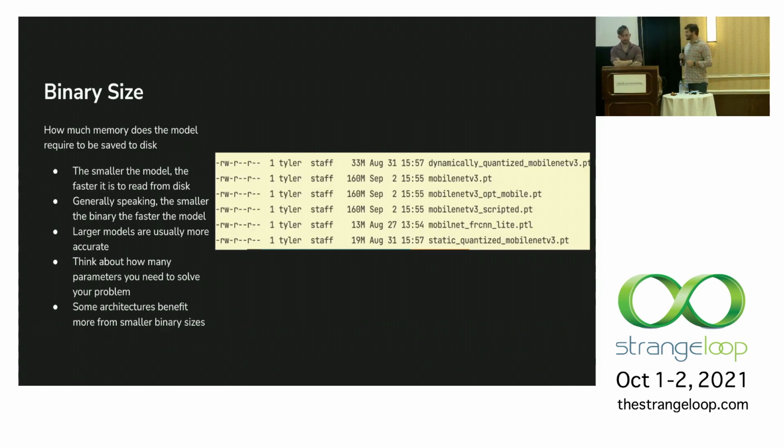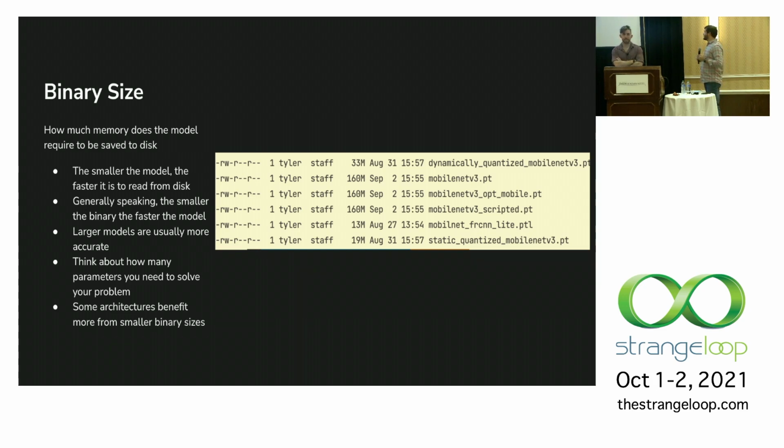And then finally, binary size, right? Big models are typically more accurate and slower. Small models are faster but less accurate. This doesn't quite work out that neatly, but in general, that's a good heuristic for thinking about it.